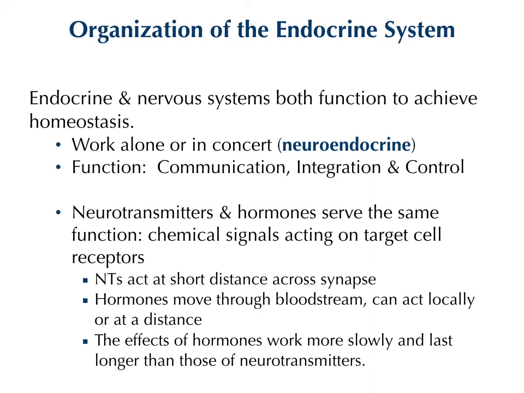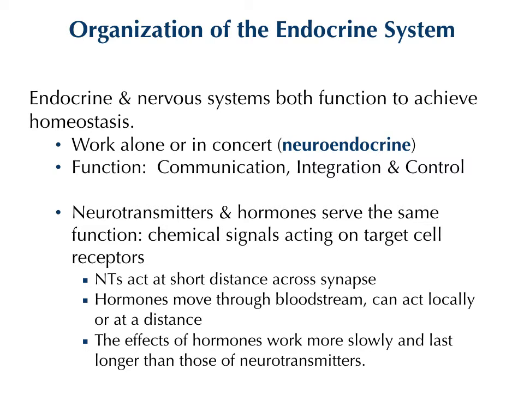Okay, so your endocrine system and your nervous system work in coordination with each other to help maintain the internal environment of the body or to achieve homeostasis. This is why we often refer to the whole system as the neuroendocrine system. They both function to help cells communicate with each other, to integrate information, and to control or regulate the whole entire body.